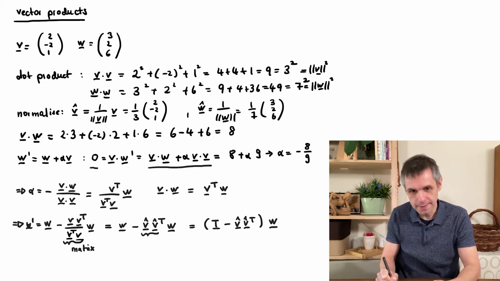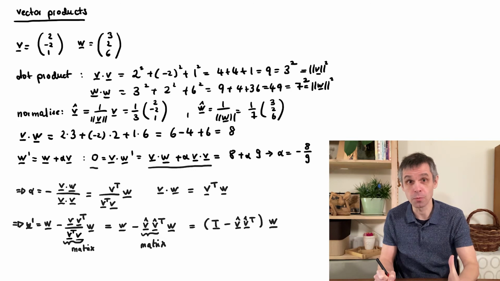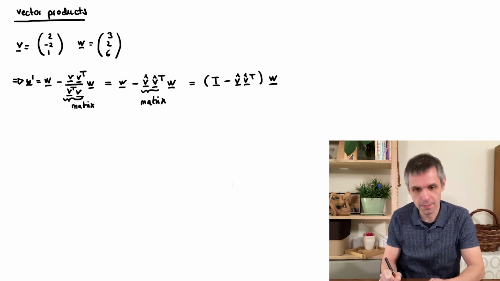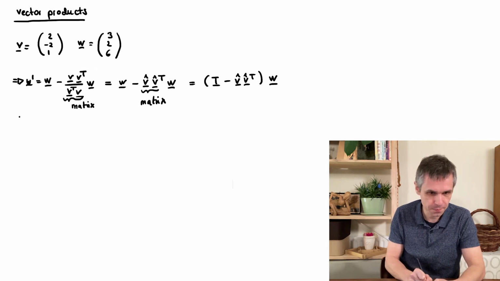So what we have here is actually something that we can interpret as a new product, and we can call this the outer product. So the dot product is also sometimes called the inner product, and this would be our outer product.